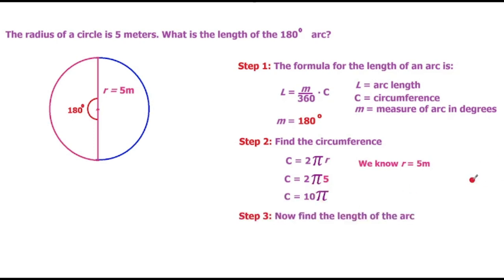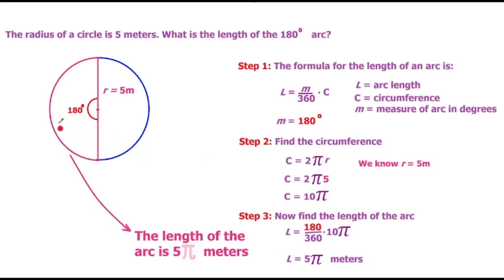Now we can find the length of the arc. We could put the things that we know into this equation. So L equals 180 over 360 times 10 pi. And that leaves us with 5 pi meters. And you could just leave it like this. You don't have to actually calculate it out. So the length of this arc is equal to 5 pi meters. And that's it. That's all there is to that problem.